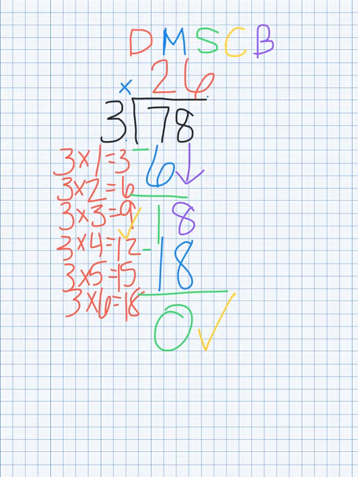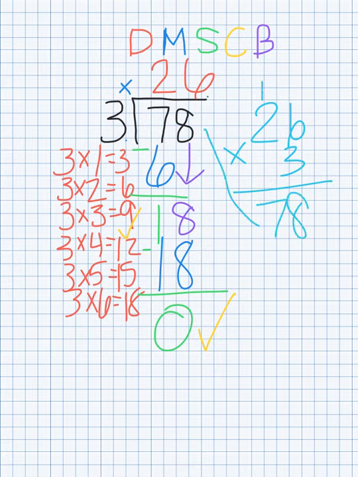And then we check our problem with multiplication. So we're going to do 26 times 3. 3 times 6 is 18. 3 times 2 is 6, plus 1 is 7, which gets us back to our 78.